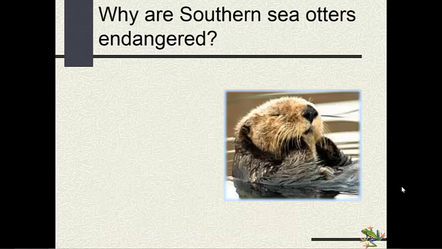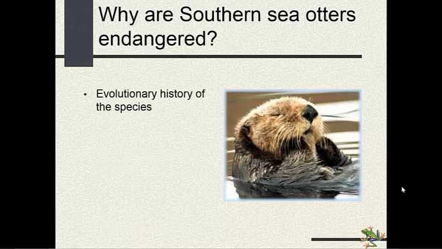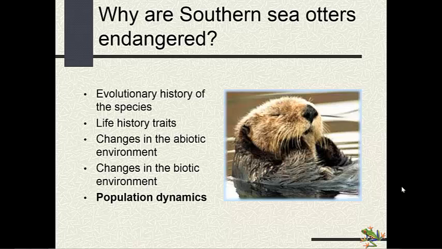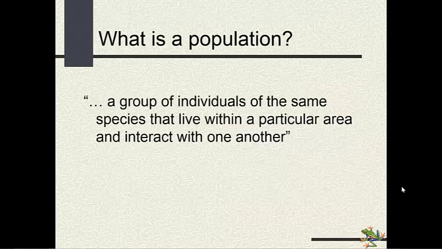There are lots of questions to be answered if we want to figure out why southern sea otters are endangered. The evolutionary history of the species, their life history traits, changes in the abiotic environment and in the biotic environment, and our main topic today, population dynamics. But let's take a step back and first define what a population is.